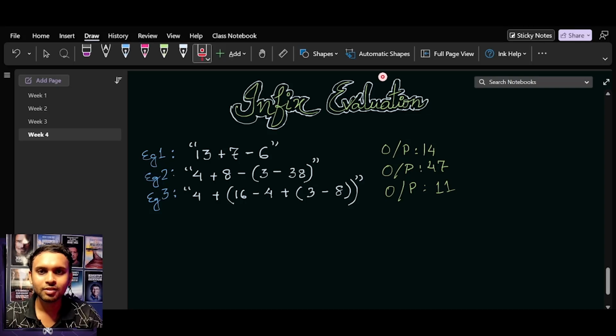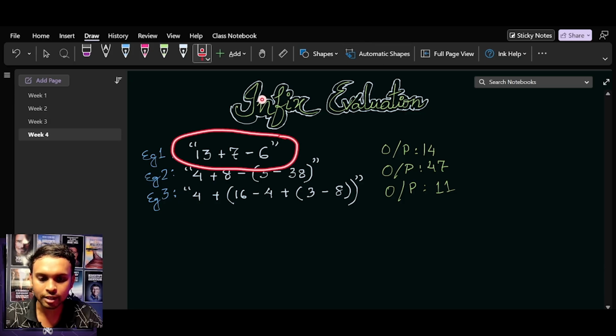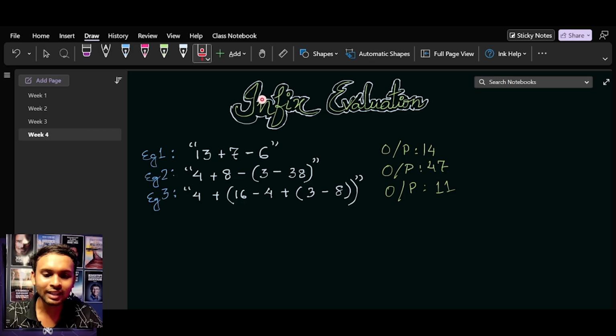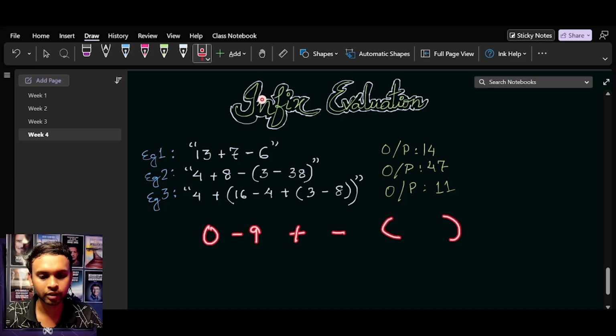Hello everyone. So the next question that we are going to do is infix evaluation, right? In this question, we will be given string inputs, okay? And the allowed characters of this string are the digits from 0 to 9, the plus operator, minus operator, opening bracket and closing bracket. These are all the characters that are available to us to form the input string, right?